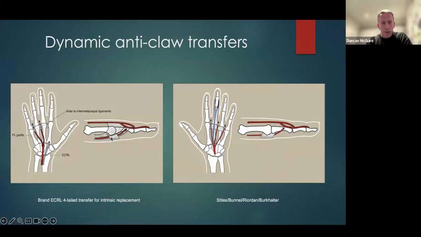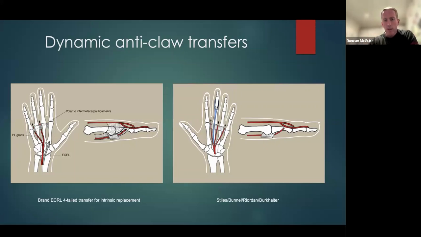So now that's coming from volar, and when it contracts, it's going to flex the MCP joint, and then it's going to pull on the extensor mechanism and extend the PIP and the DIP joint. So that's basically going to recreate what your intrinsics do. So that's going to improve your grip strength and it's going to correct your claw deformity. So that's our operation of choice.